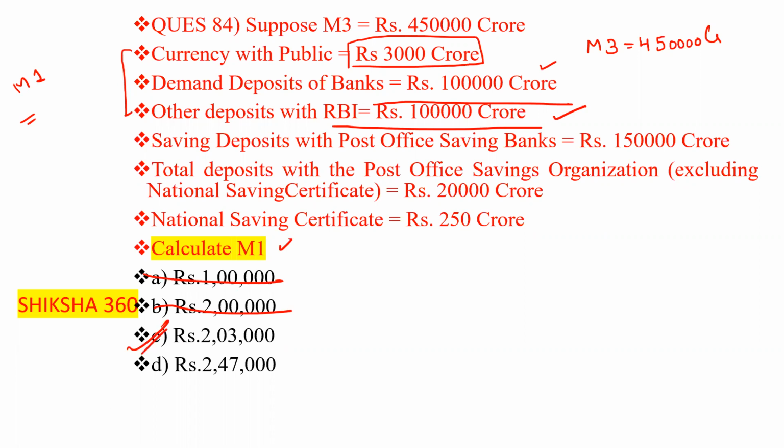Now it is clear to all of you. Basically, what is M1? M1 is equal to currency with the public plus demand deposits of the banks plus other deposits with the RBI. So 1 lakh crore plus 1 lakh crore plus 3,000 crore. Overall, it comes out to 2 lakh 3,000 crore. That is option C, which is the answer here.